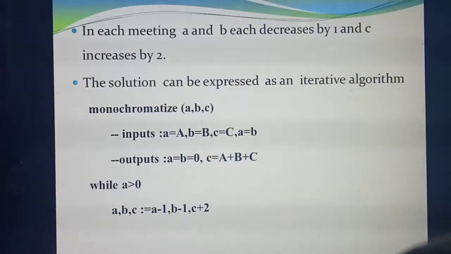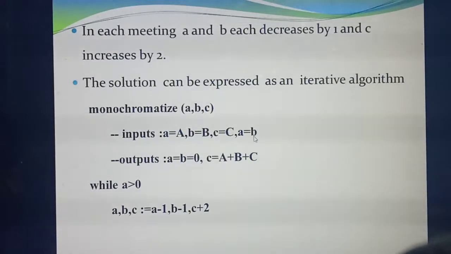Now you are going to write the algorithm. What's the name of the algorithm? Monochromatize. Inside, how many variables do you need to give? A, B, C. So what input do you need to give? The value of A becomes capital A, B becomes B. The tabular column is there, no? The same you need to write.